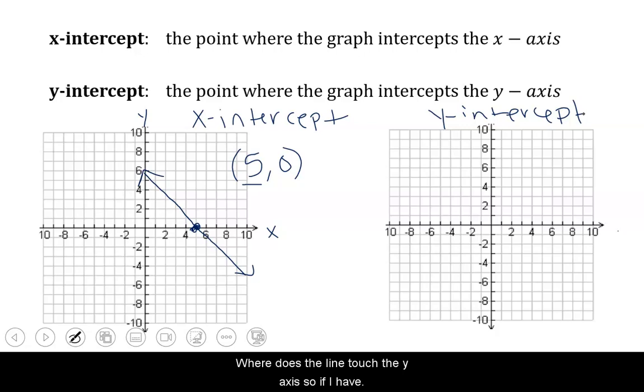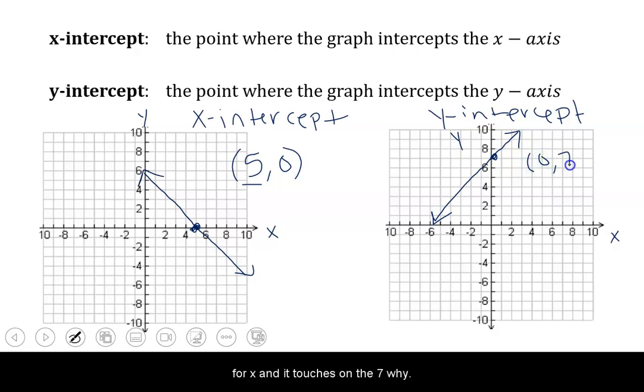Where does the line touch the y-axis? So if I have this as my line, and they ask for the y-intercept, where does our line touch on the y? So right here. So what is that point? 0 for x, and it touches on the 7 for y. So if you notice, the number is listed under the y spot, and 0 is for the x.